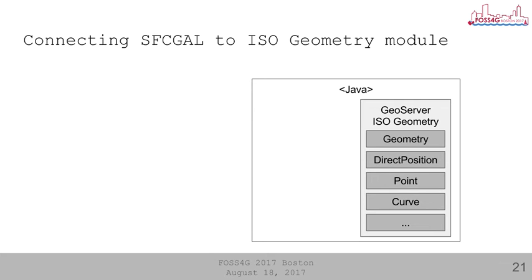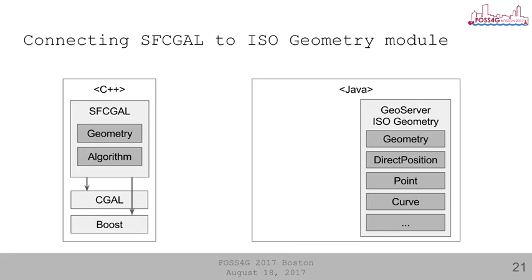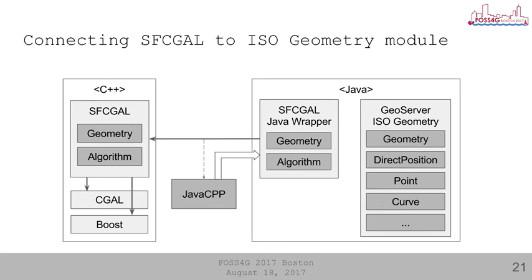As I said before, SFCGAL is a library written in C++, and to invoke functions in SFCGAL, we need a bridge between native C++ and Java. So we use JavaCPP. JavaCPP can generate wrapper classes corresponding to SFCGAL, and from these wrapper classes, we can invoke functions in SFCGAL. So we connect the SFCGAL functions with this architecture.